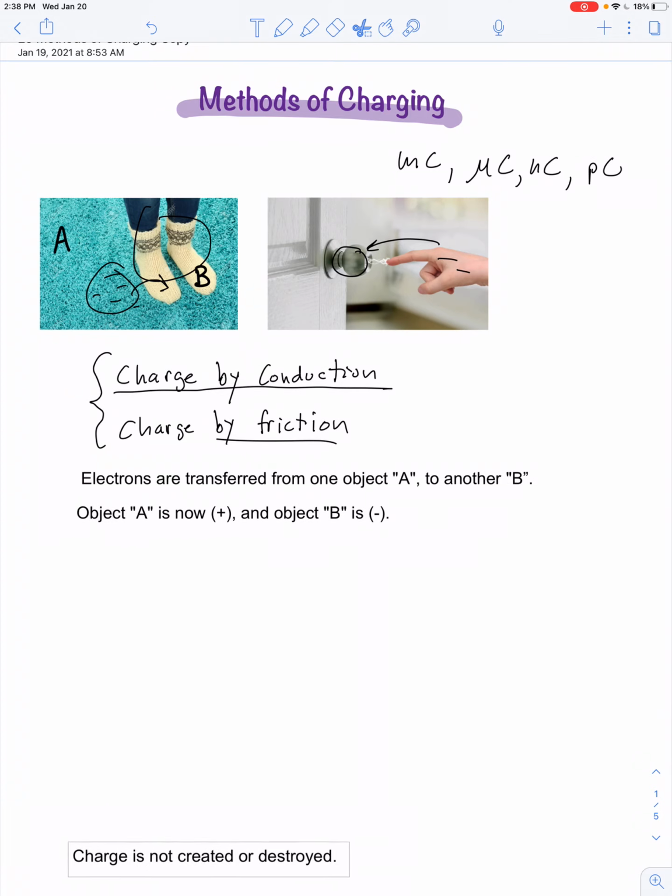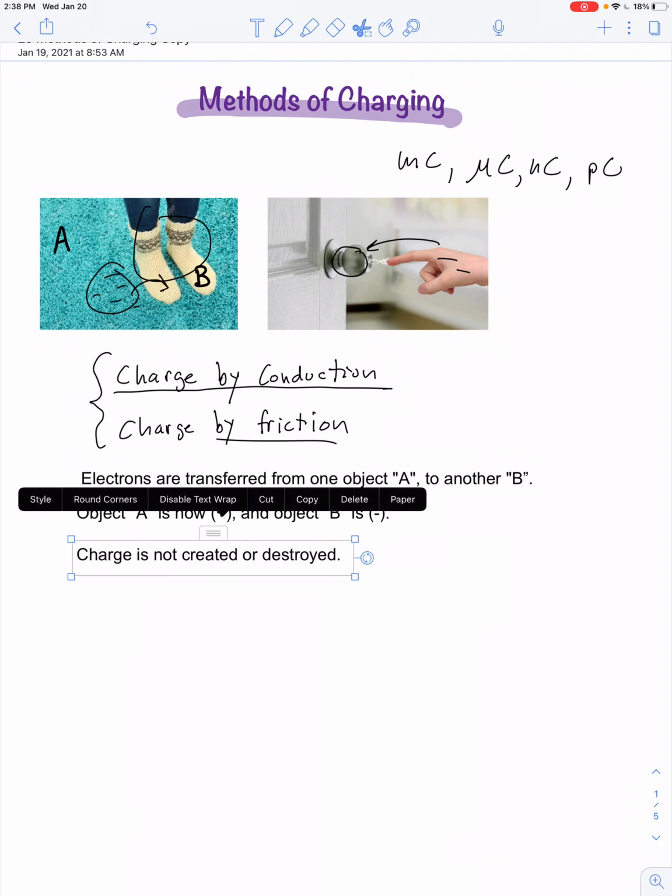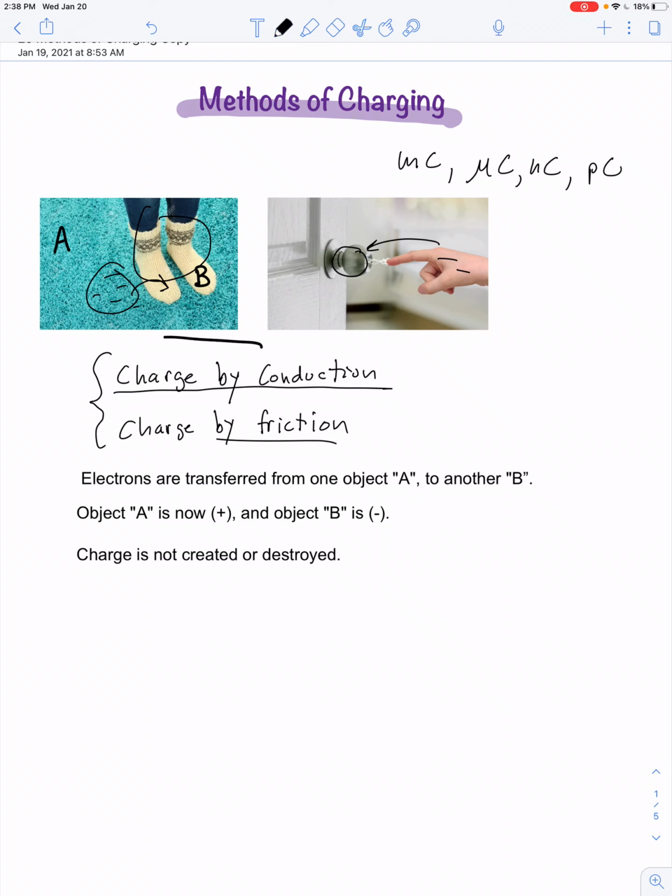And note that in this process, the charge was not created out of thin air, so to speak. Charge is never created or destroyed. There's a law of conservation of charge that governs this process. So there you have it. One method of charging is charge by conduction.